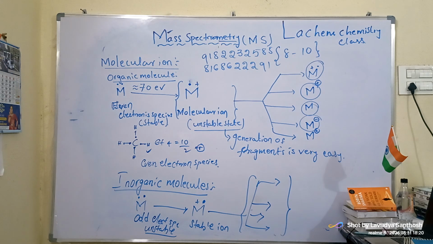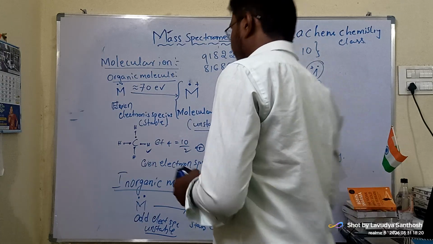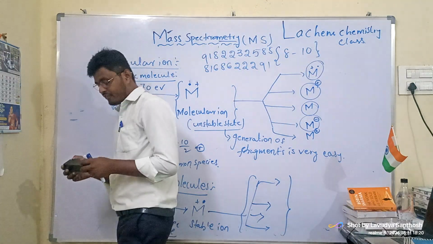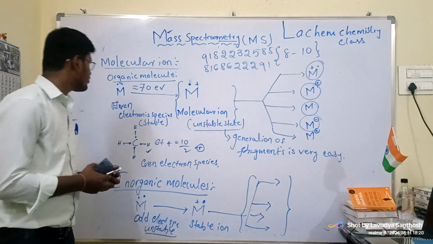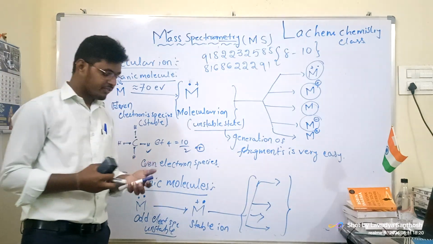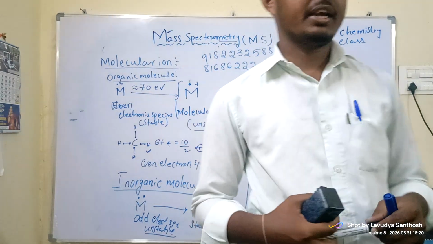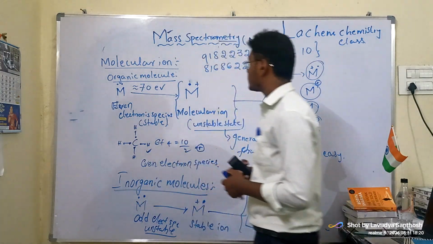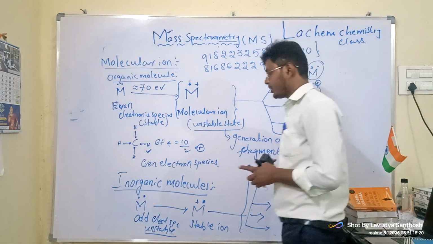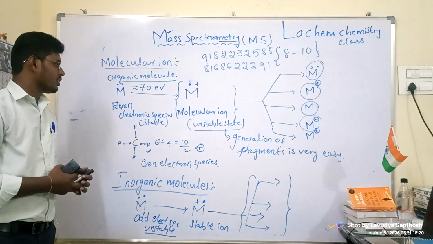Write down that. Now you see, when one electron is removed from the molecule, there is a formation of molecular ion. Okay.